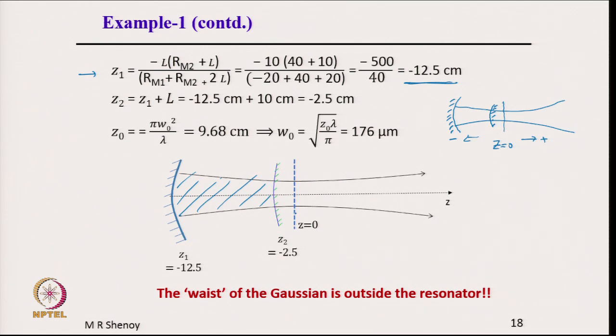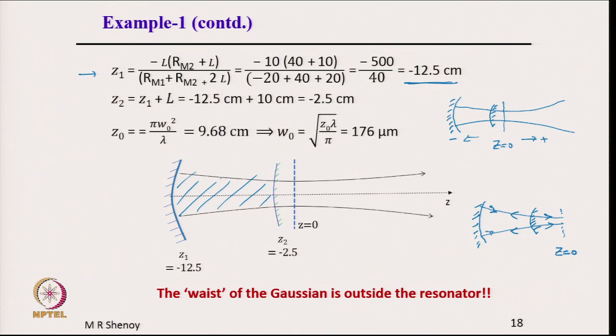is outside, which means if I want to show the position of the waist is outside, the resonator is here. Inside the resonator, the beam is going back and forth like this, but outside the resonator it is coming out here, and the focus is here. This is Z equal to 0.